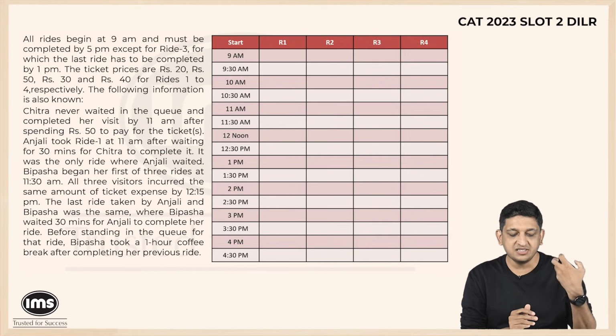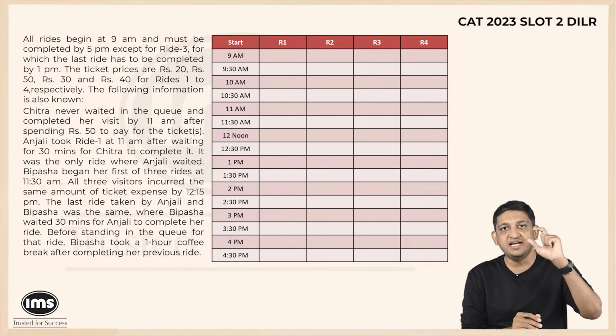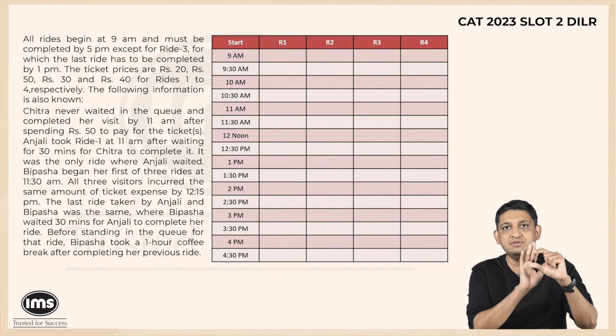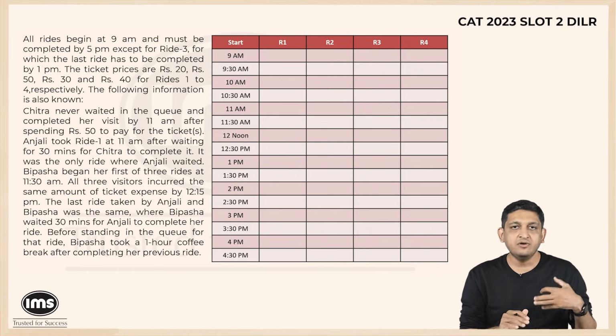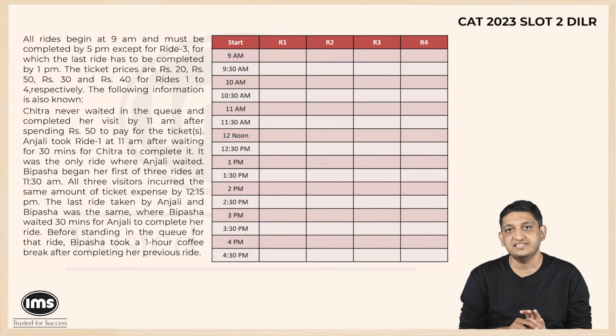So if someone starts a ride at 9 a.m., let's say, for example, then 9 to 9:30 and 9:30 to 10. Those two slots will be blocked by that person. And that gives us a lot of insight, a lot of visibility into what the other people would be doing, because they will not be present at that same ride, right? So that is why I decided to put it like this.